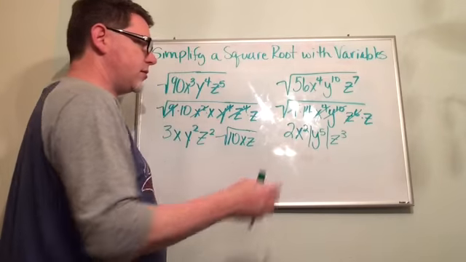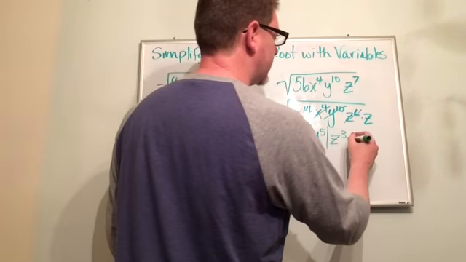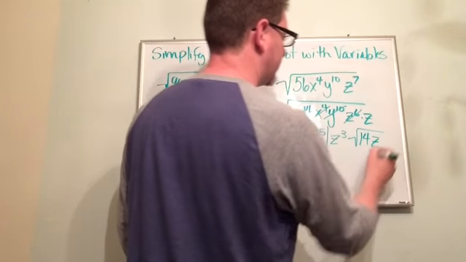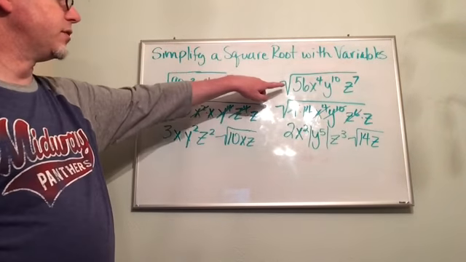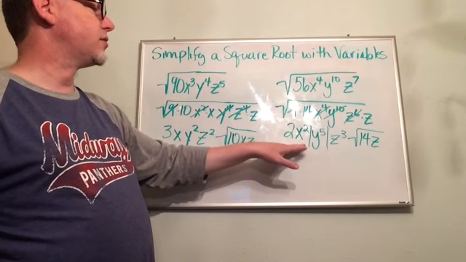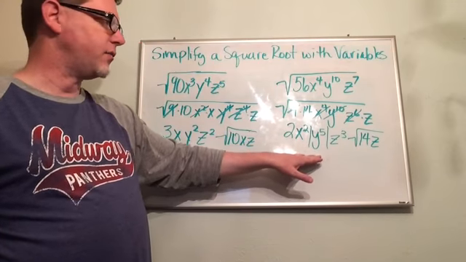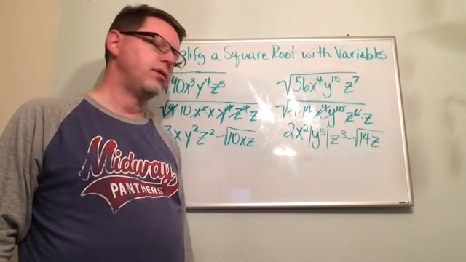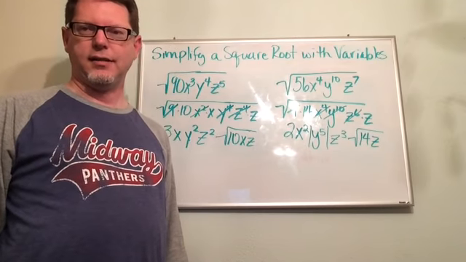What's left under the radical? 14z. So this would be times the square root of 14z. So the simplified version of 56x to the fourth, y to the 10th, z to the 7th is 2x squared, absolute value of y to the 5th, z to the 3rd, times the square root of 14z.